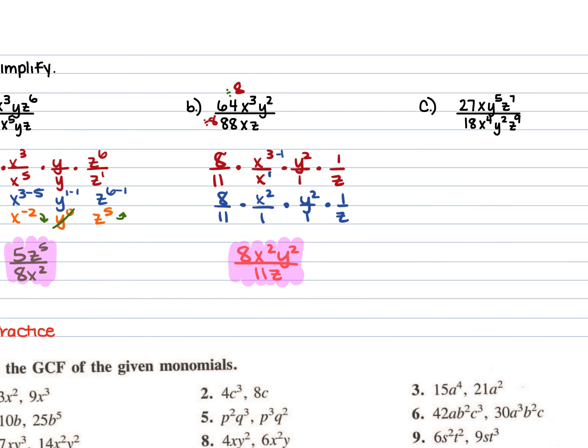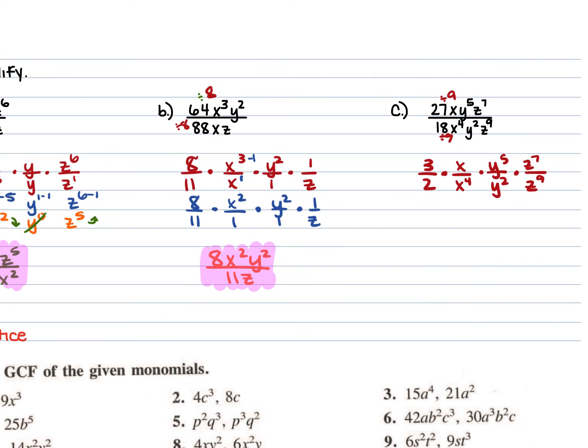And for our last example, C, we have 27xy to the fifth power, z to the seventh power, all over 18x to the fourth power, y squared, z to the ninth power. Your 27 and your 18 are both divisible by 9, so we can divide both of these by 9. This is going to give us 3 over 2. You have x in the numerator and x to the 4th power in the denominator. You have y to the 5th power in the numerator, y to the 2nd in your denominator, z to the 7th in the numerator, and z to the 9th in your denominator.